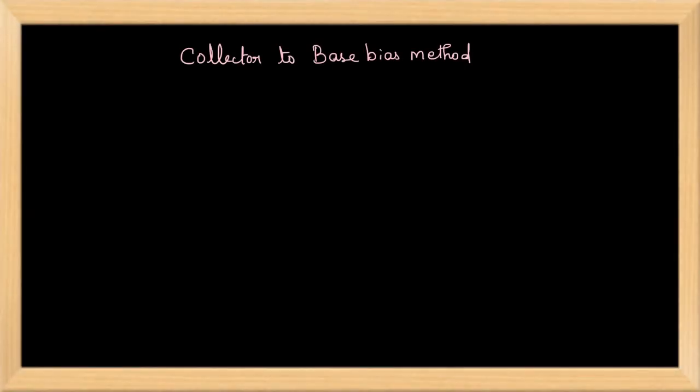Hello everyone. In our previous video, we had discussed the fixed biasing configuration. The main disadvantage of the fixed biasing configuration is its poor stability. When there is a change in temperature or when there is a transistor replacement, the operating point of the amplifier changes. The stability can be improved by the collector to base bias method, which we are going to discuss in this video. So let's get started.